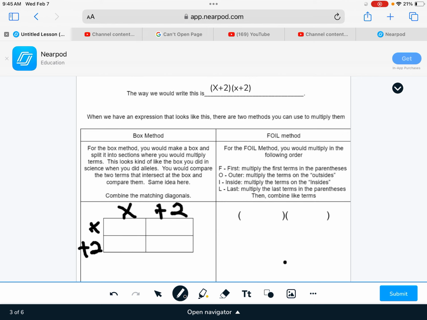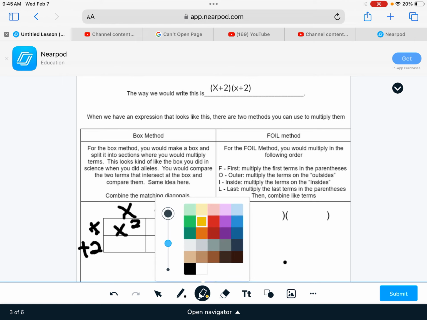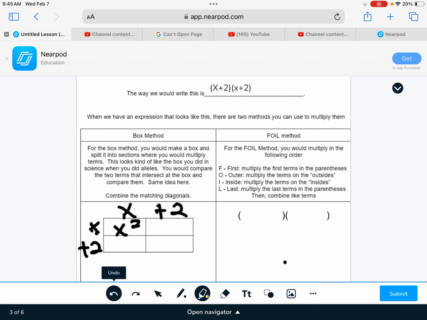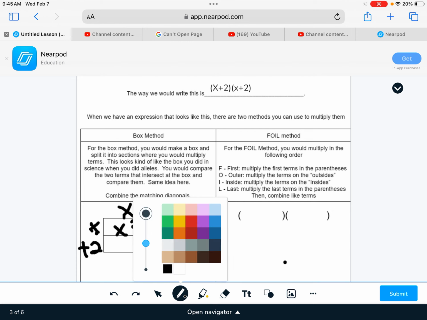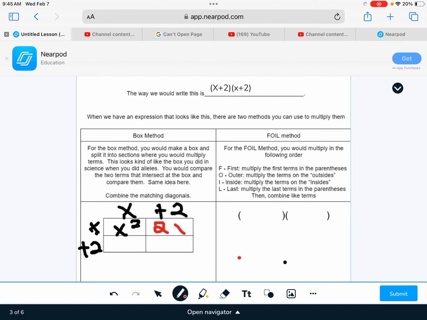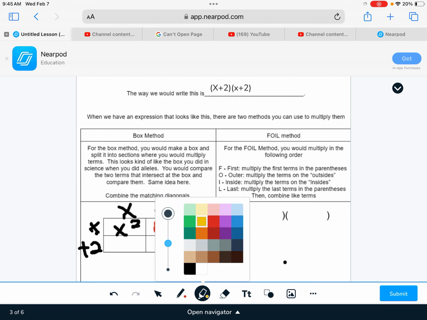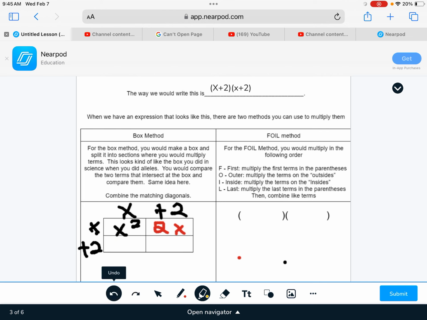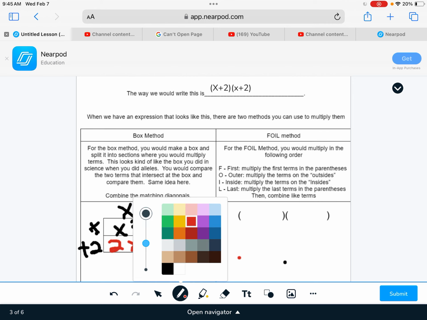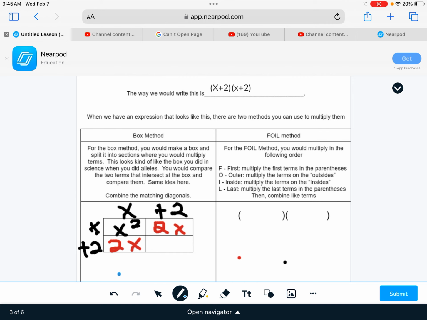X times x, since I have an x and an x being multiplied together inside this box right here, is going to be x with the squared above it. X times positive 2 is going to go inside of this box here, and x times 2 is going to be 2x. I've got another x times 2 going into that box down there on the bottom. I've got another 2x here. Last but not least, I have 2 times 2, which is going to be 4.